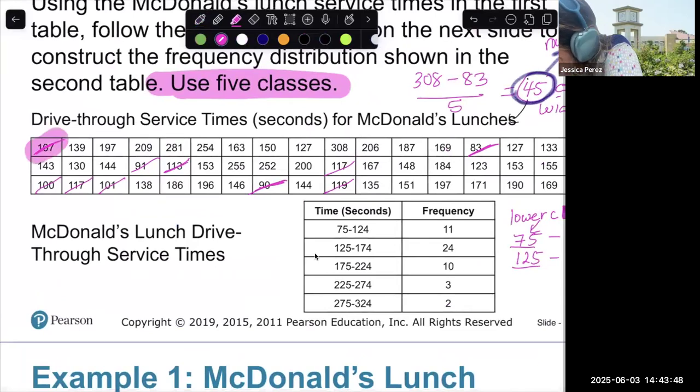So 107, that's 1 or anything between 75 and 124. Let's see, so this one's crossed off, this one's crossed off. 117, 101, 91, 113, 90. 127 is more, so not that one. 117, 119, 123, there's the other one.